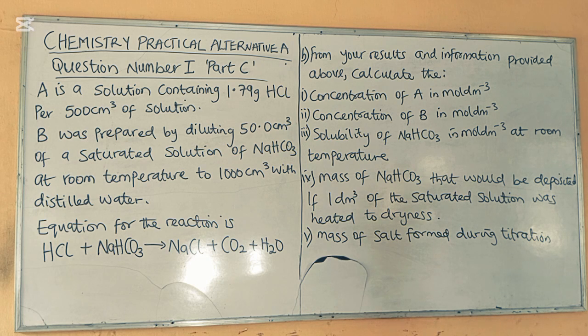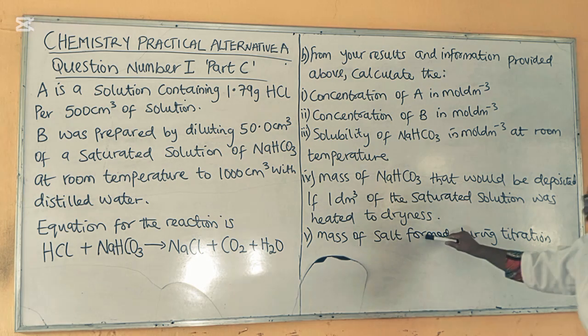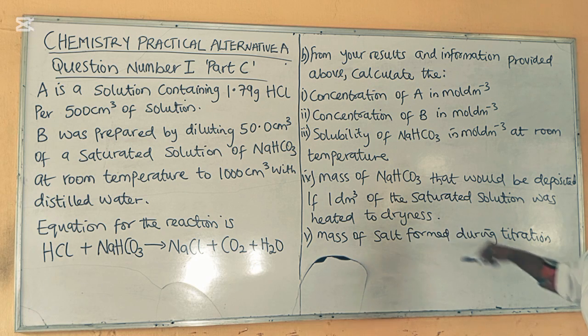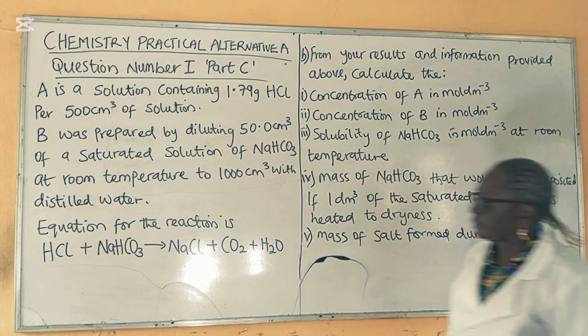Just like I did it in part A, the volume of carbon 4 oxide liberated if 1 dm³ was used, and or the volume of carbon 4 oxide liberated during titration. So we're going to solve this, but I want you to use this to also figure out the other one in case they use 1 dm³. You use the conc in 1 dm³. But this one is interesting, so I have to do this one for you. Can we start?